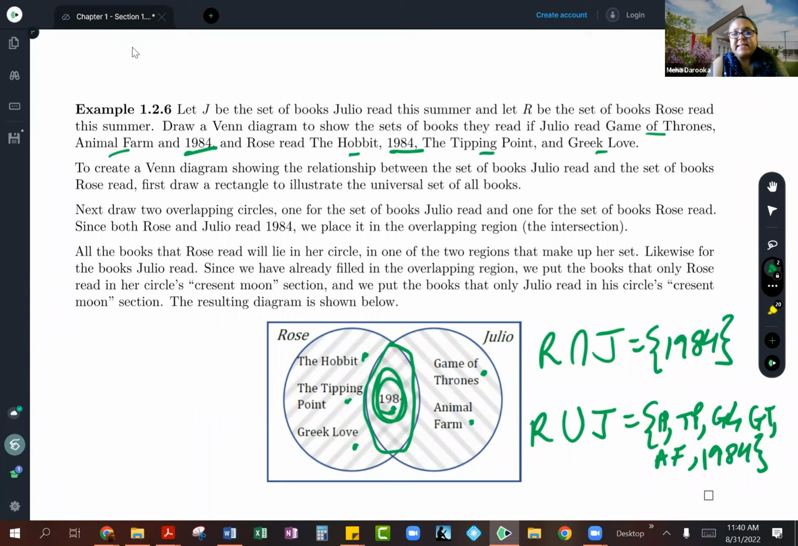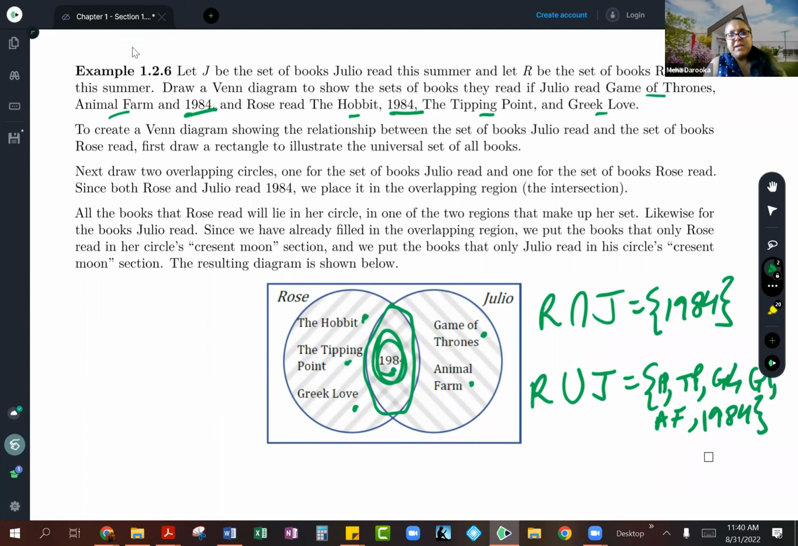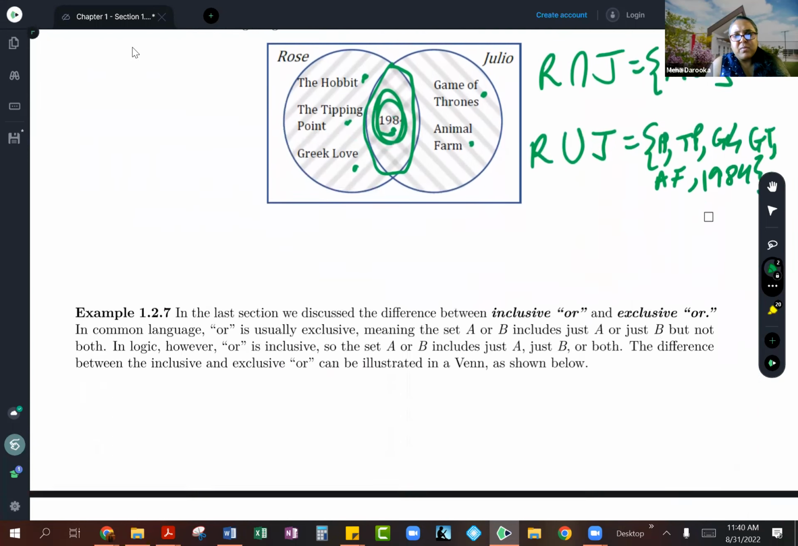So this is just, like I said, a visual representation of what your sets look like, and just putting them in terms of a Venn diagram. And you can read some of that description there if you wanted to.